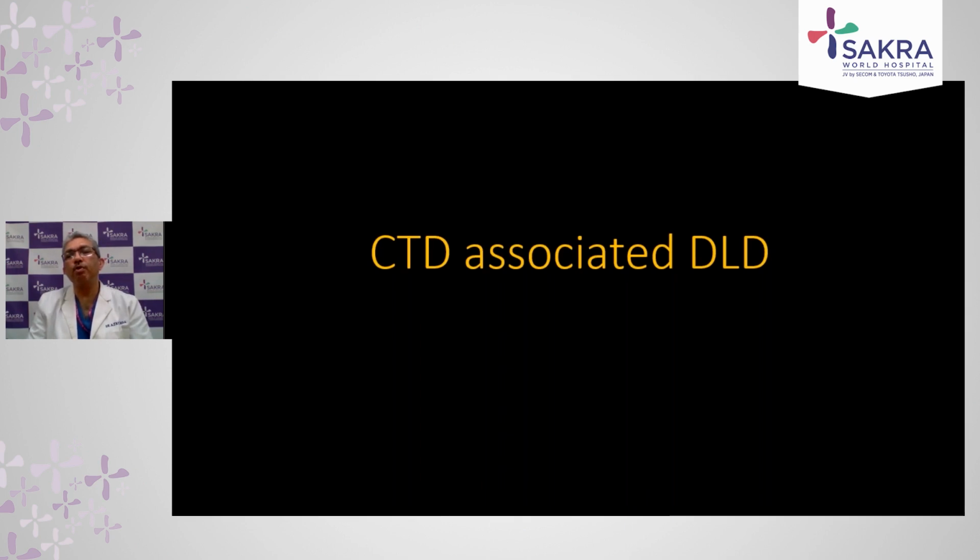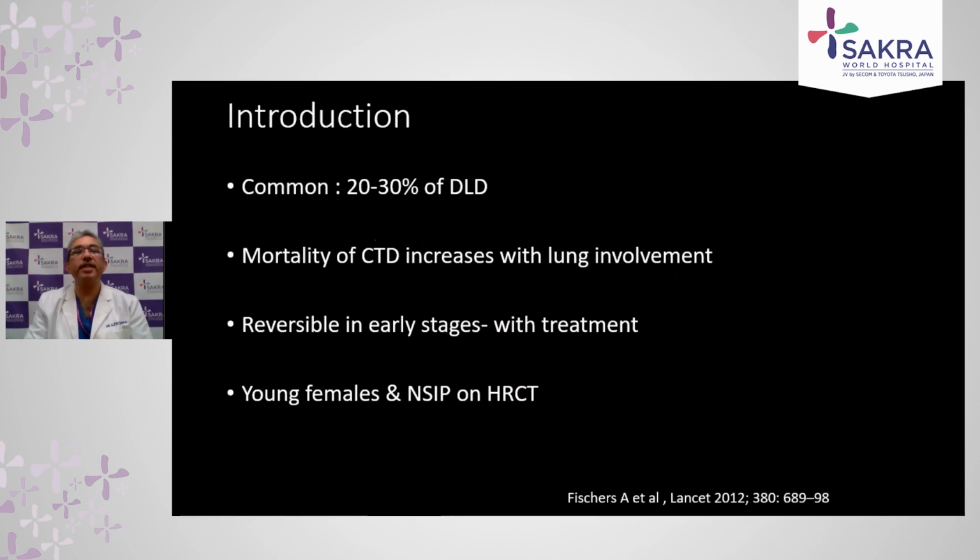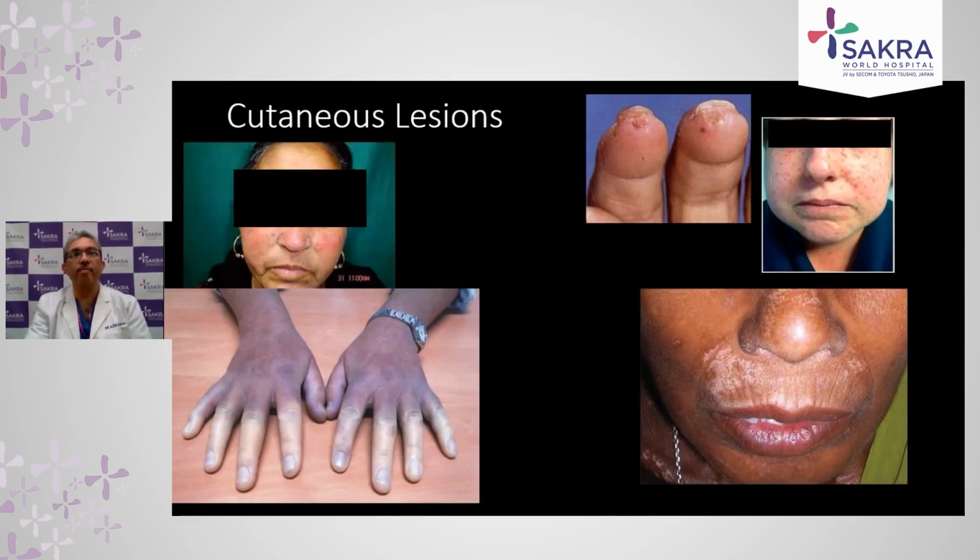So now talking about the few common conditions which are encountered, CTD associated diffuse lung disease accounts for about 30% of the practice of a pulmonary specialist. Once the CTD is accompanied by lung involvement, the disease mortality increases. The later you detect, the more difficult it is to reverse, so reversibility is lost. It should be suspected in young individuals who have a CT scan which shows NSIP, because CTDs mostly cause non-specific interstitial pneumonia type of infiltration.